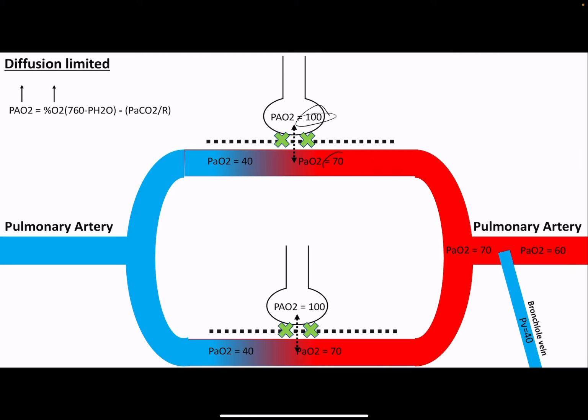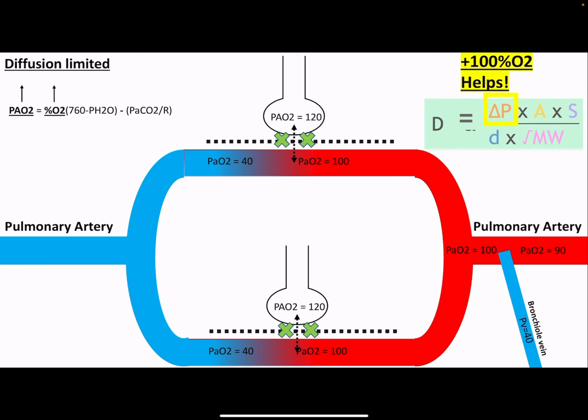So this is 100 and this is 70. But if you remember the formula, diffusion is directly proportional to the pressure. So for whatever reason, low surface area or high membrane thickness is slowing down my diffusion, maybe that can be offset by a really high pressure differential. And that is going to push more oxygen through so that maybe this is still 100. And hooray, we've now fixed it. So oxygen helps this as well.